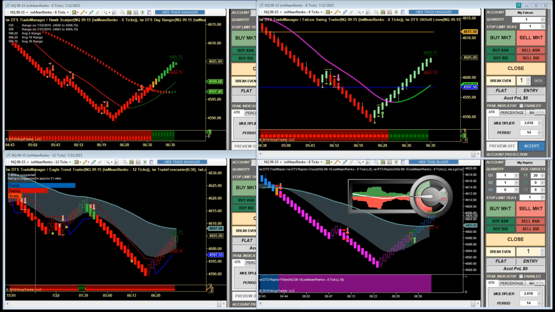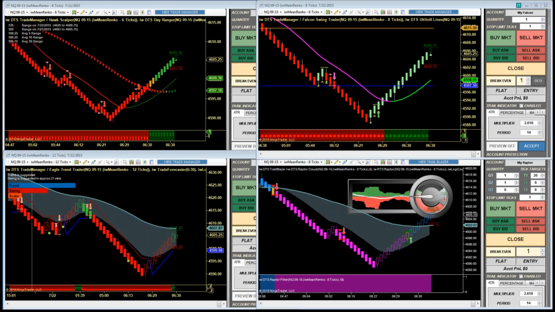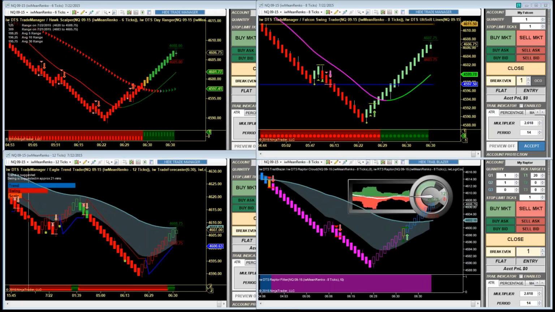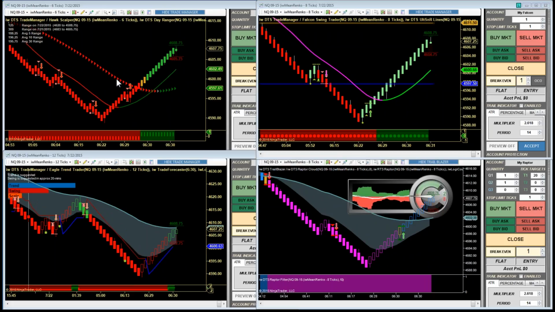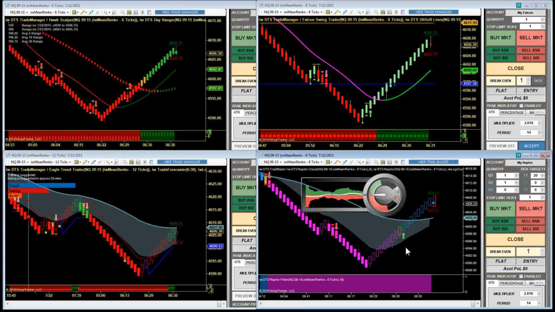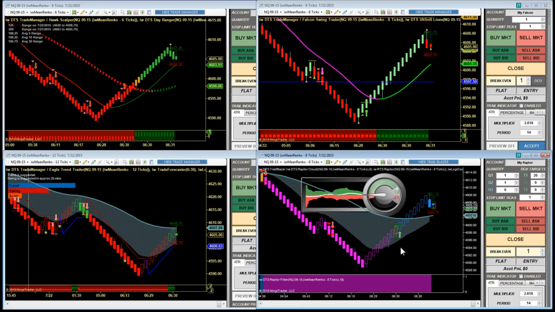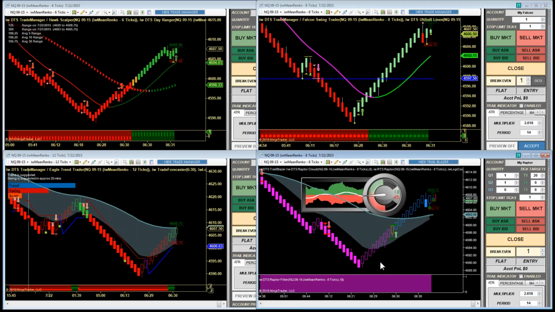We call it diversified because we're actually looking at the market from three different points of view. We have three different tools. One tool here in the top left, this is our Hawk Scalper. Top right is Falcon Swing Trader. Bottom left is the Eagle Trend Trader. And the bottom right is the latest addition to the DTS family. This is the Raptor, and the Raptor incorporates elements of the other three birds all into one screen.